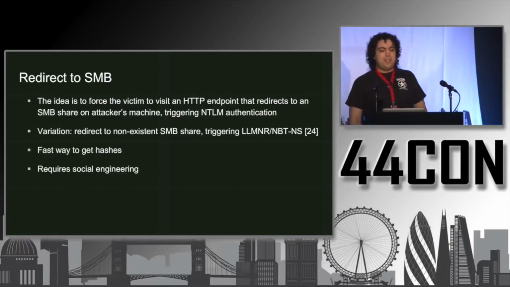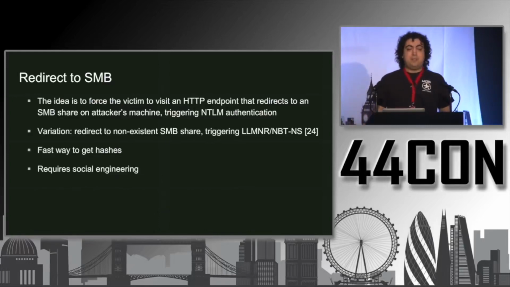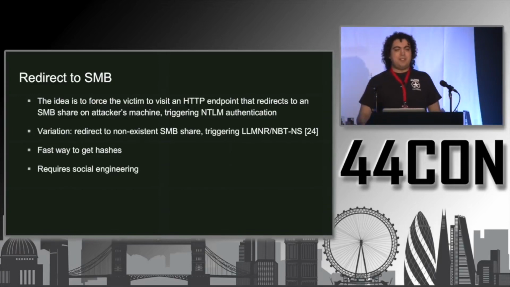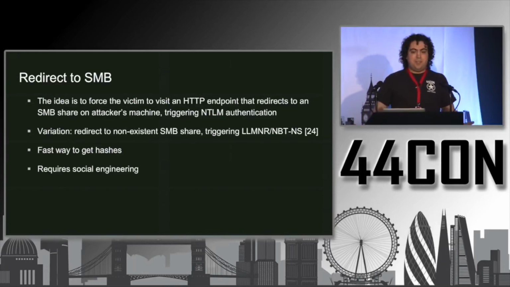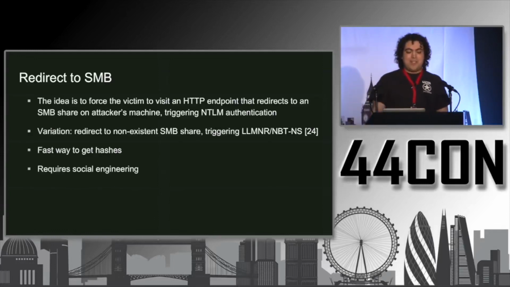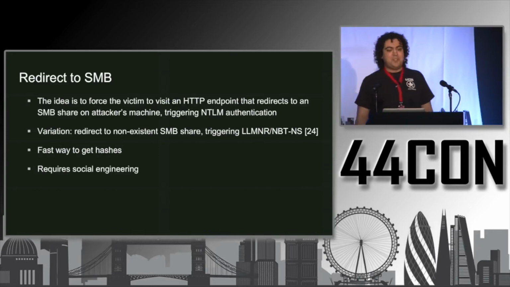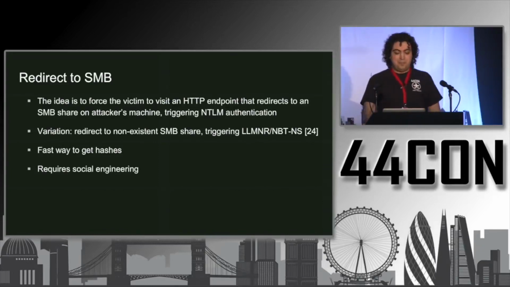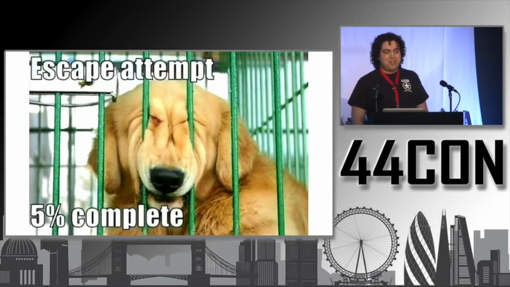There's a variation of this where instead of redirecting to an SMB share on your machine, you redirect to a non-existent SMB share, and then that allows you to run Responder in the background, because since it's a non-existent SMB share, the NetBIOS steps will fall back to LLMNR and MDNS, and you can do LLMNR and MDNS poisoning. So this is a really fast way to get hashes. Unfortunately, it also requires social engineering. You have to get the victim to access this resource in the first place. So we're about 5% through our escape attempt.